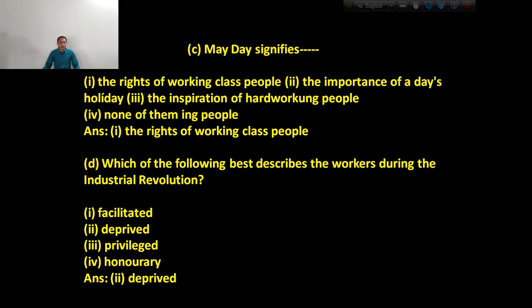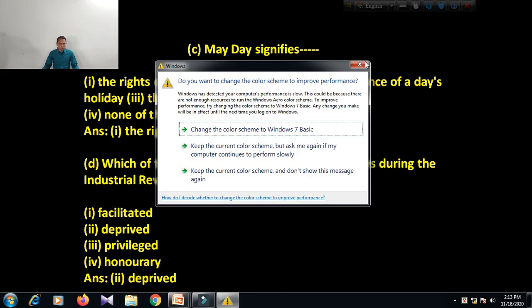The third one is, May Day signifies. What do you mean by May Day? May Day symbolizes what? The right of working class people, the importance of a day's holiday, the inspiration of hardworking people, none of them. Here the answer is the right of working class people.